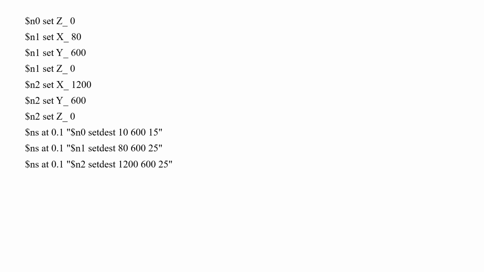After setting all these, at this point of time 0.1, your node will be set to that particular destination where it has to reach. And this node 1 should reach this particular destination, x-axis, y-axis, z-axis. So the packets start moving from their node to the other destination.